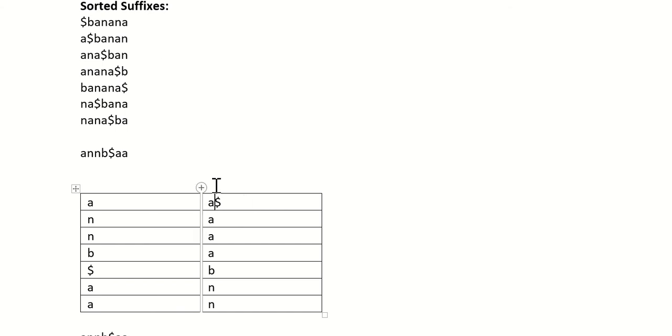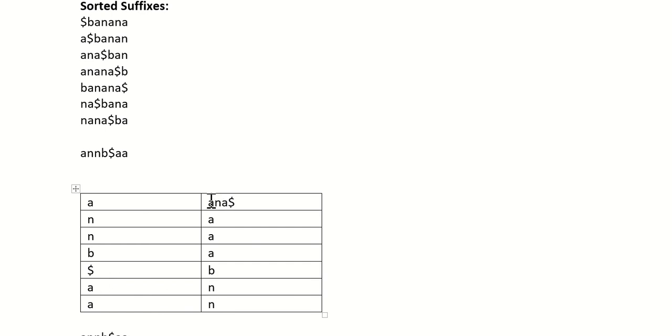And then we want to find out what comes before the last A. We can look and see this is the last A, and N comes before it, so we can put N there. Then we want to see what comes before the second to last N. So we look at the first N that shows up, and then we can see that A comes before it.